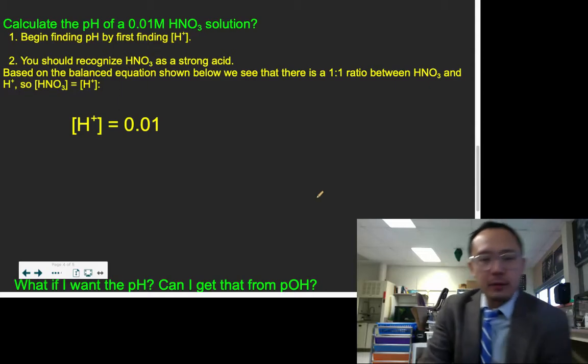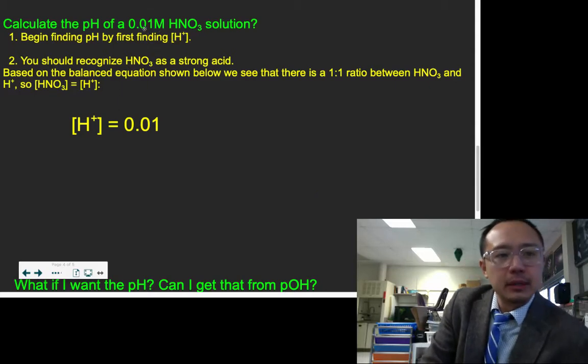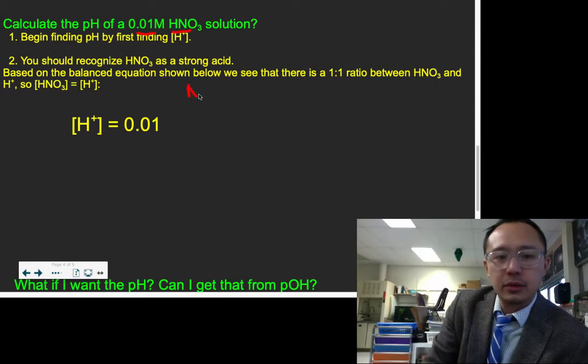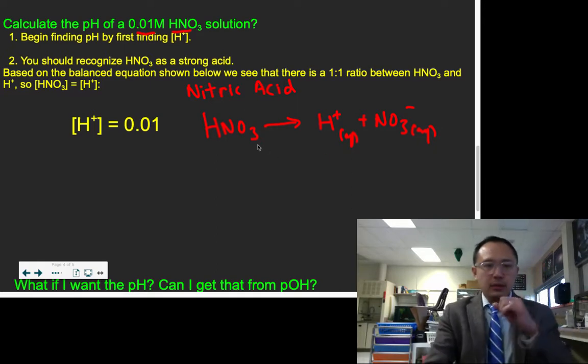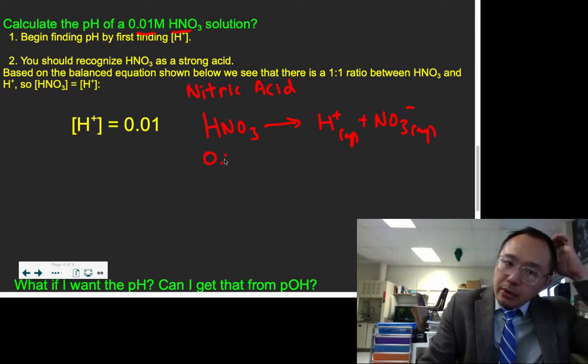So this is looking at how we calculate pH. This one is looking at the pH of a 0.01 HNO3 solution. HNO3 is your nitric acid. And if we were to do the dissociation reaction, it is HNO3 going to H+ and NO3-. These are all aqueous; I've been leaving these out. So then you know that you have a concentration of 0.01 molar.